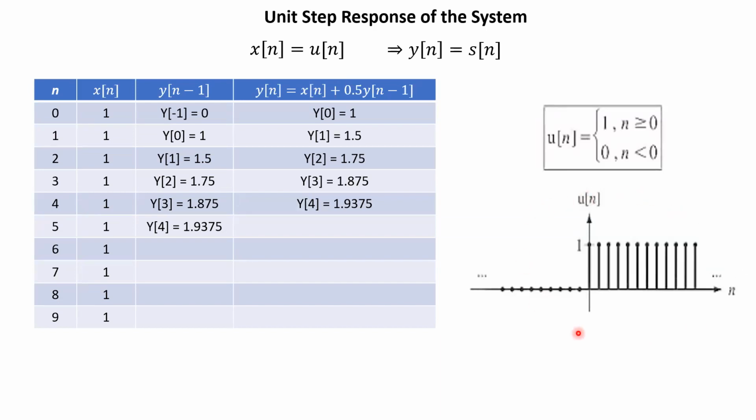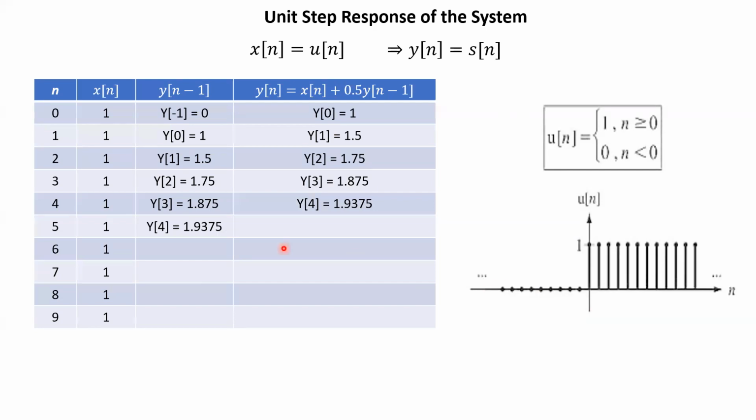We know that because it is un, un will be 0 for n less than 0. So for all values less than 0, un takes the sample to be 0. And for n equal to 0 and greater than 0, this value is going to be 1. So this is the mathematical definition of the unit step function.